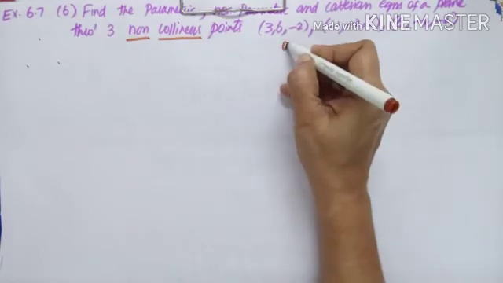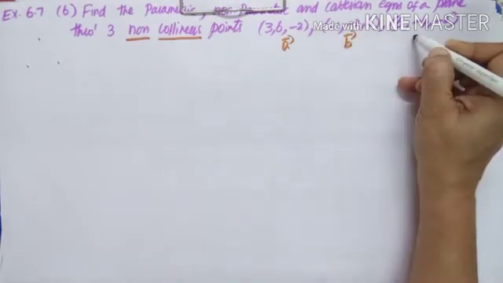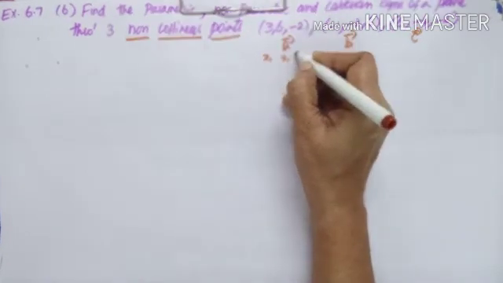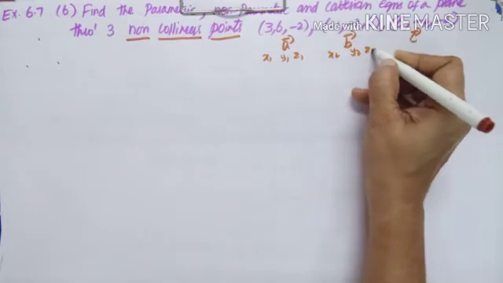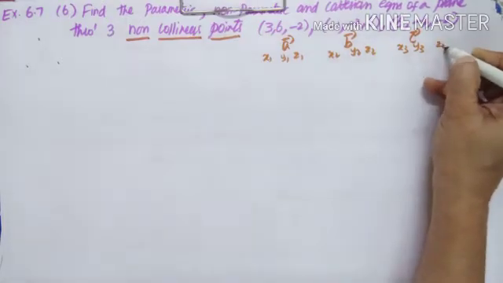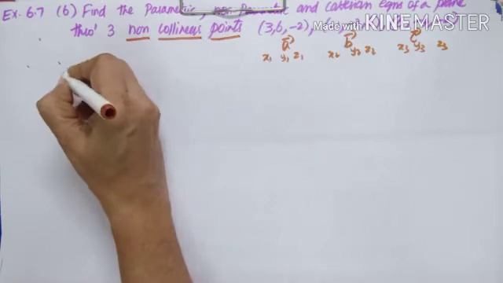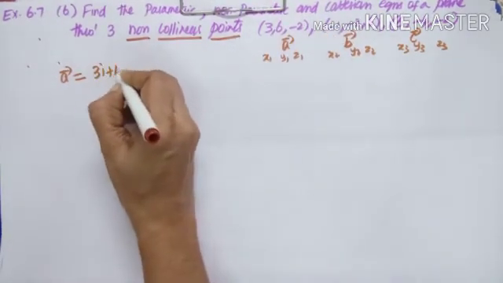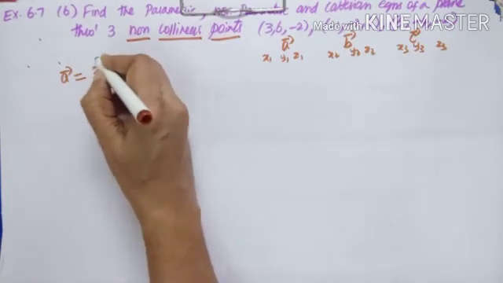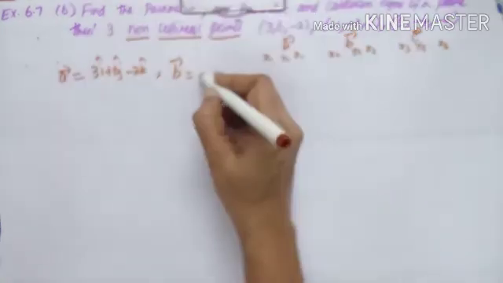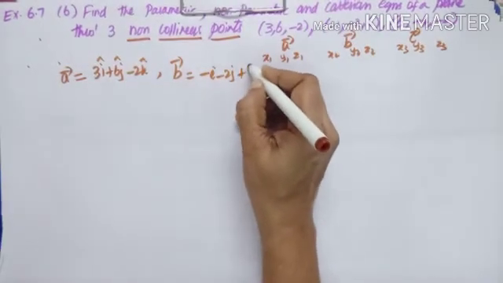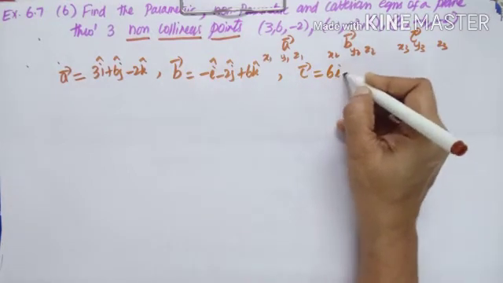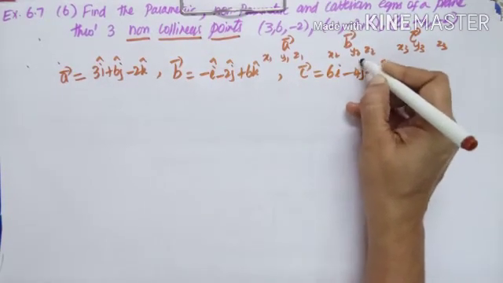Take the points as A vector, B vector, C vector, and all are points only. x1, y1, z1, x2, y2, z2, x3, y3, z3. Let us write in detail. A vector equals, putting i, j, k for the point, 3i plus 6j minus 2k. B vector equals minus i minus 2j plus 6k. And C vector equals 6i minus 4j minus 2k.